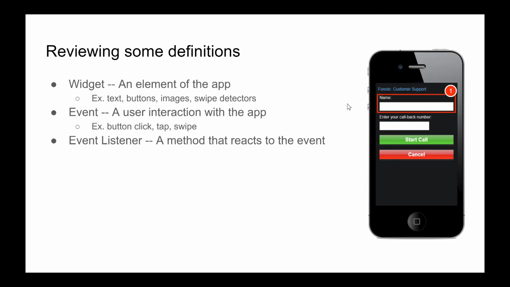The next definition is events. An event is a user interaction with the app. This can be anything from clicking a button, tapping on something, or swiping up and down. And finally, an event listener is a type of method that reacts to the event. So if you click a button and the text label changes, the method that would change the text label would be called an event listener.